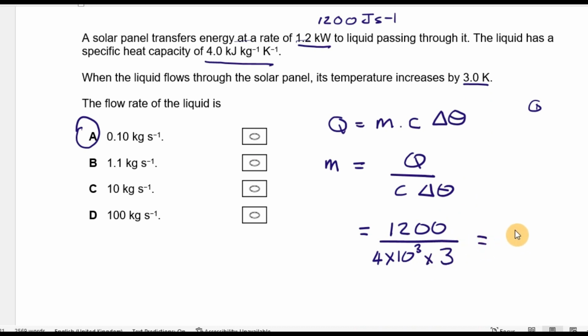I'll put that into my calculator and we get an answer of 0.1. Now, that would just be kilograms, but because I was working everything in 1 second, that's also going to be the number of kilograms that flows in 1 second. 0.1 kilograms per second.